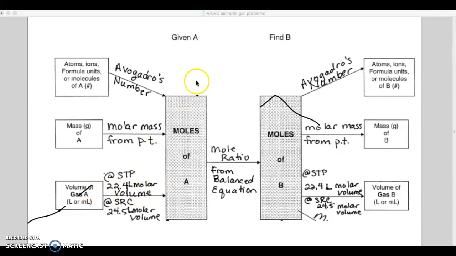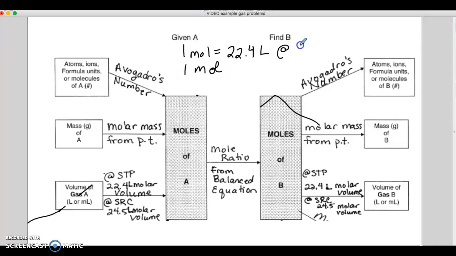In this part of the transition, you're going to be dealing with the fact that 1 mole of any gas, if it's at STP, doesn't matter what kind of gas it is, it'll be taking up a volume of 22.4 liters. And STP is 0 degrees Celsius, 1 atmosphere. If it's at SRC, which is standard room conditions, this is a little bit more reasonable temperature, that's 25 degrees Celsius and 1 atmosphere still. So then the volume at SRC is a little bit bigger.